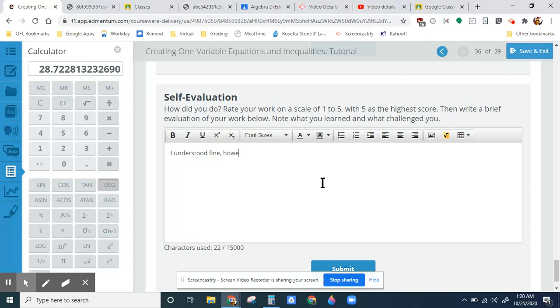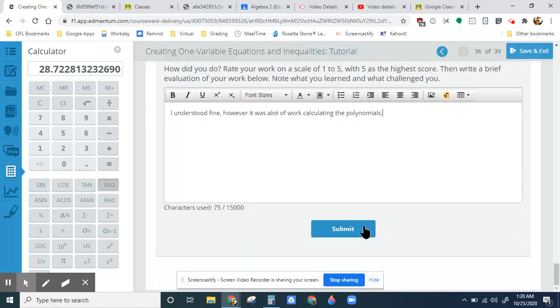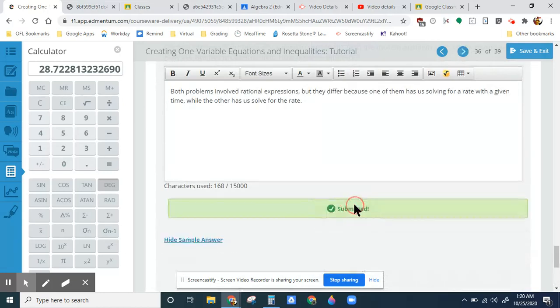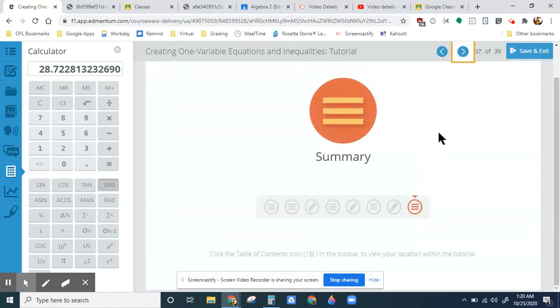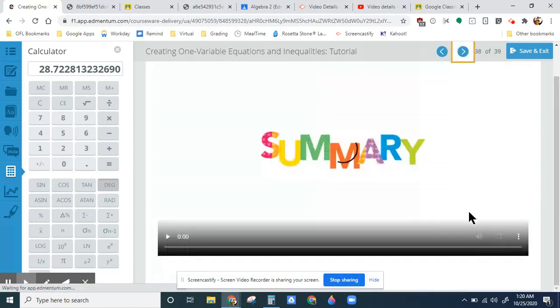However, it was a lot of work calculating the polynomials. We had to do so many operations there. So let me submit this. And of course, I always forget to submit these. So moving on. So let's look at our summary.